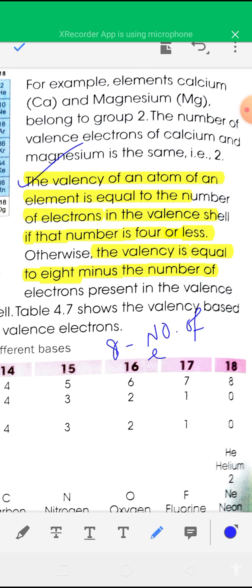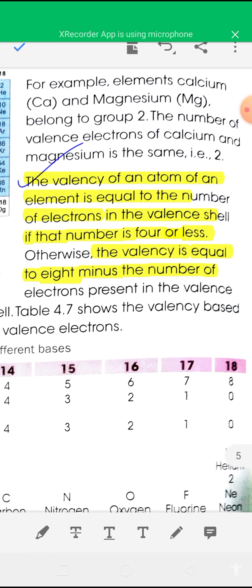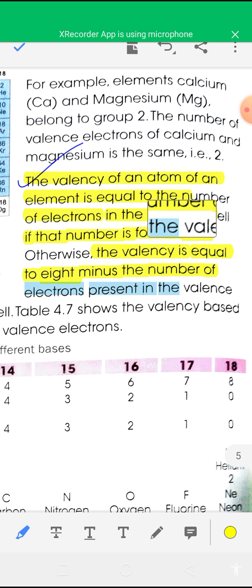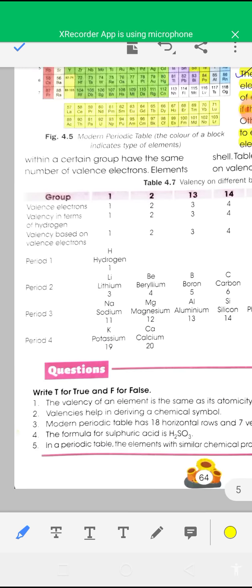So if the number of electrons in the valence shell is more than 4, then valency is equal to 8 minus the number of electrons in the valence shell. But if the number of electrons in the valence shell of an atom is 1, 2 or 3, then valency is equal to the number of electrons in the valence shell.